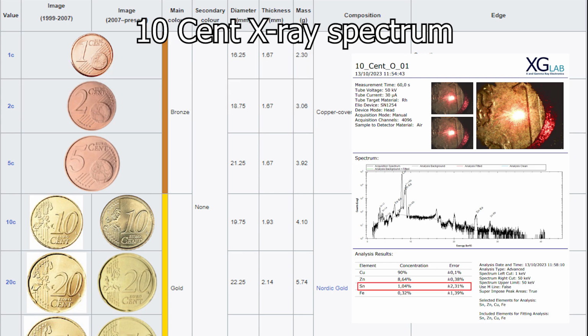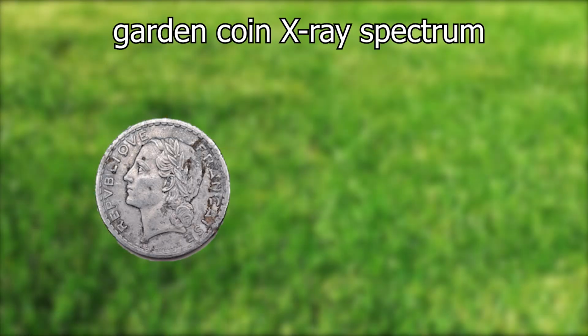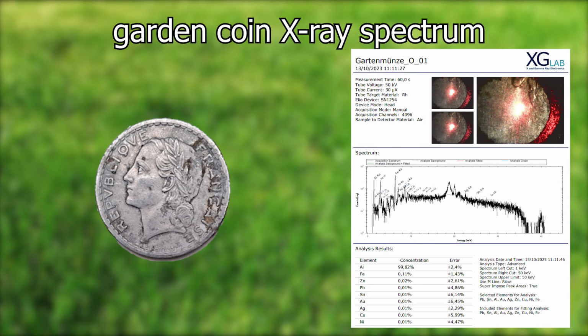But where's the aluminium? See, here I have a coin found when I was a child while digging up in the garden, and apparently it's 99.8% aluminium, but its very low energy K lines push the device to its limit of what's possible.